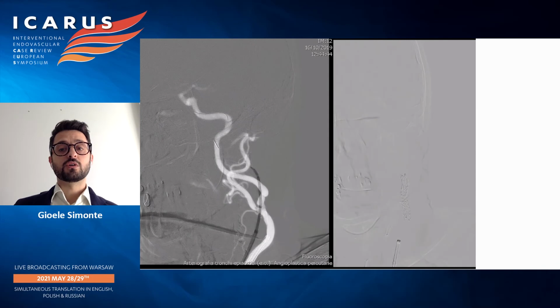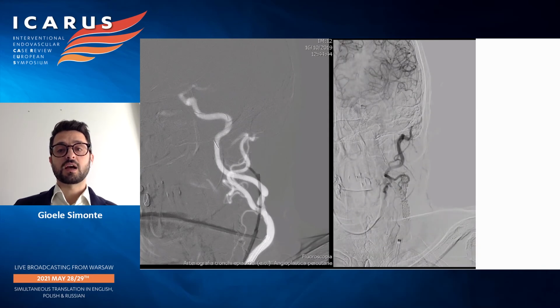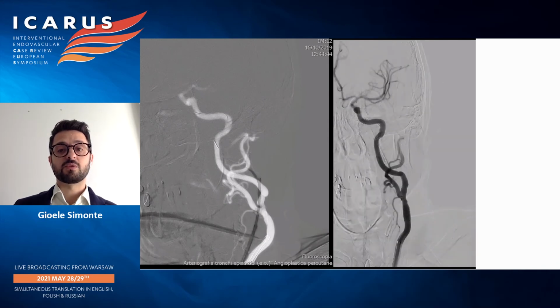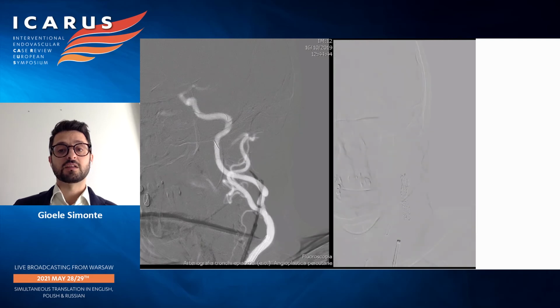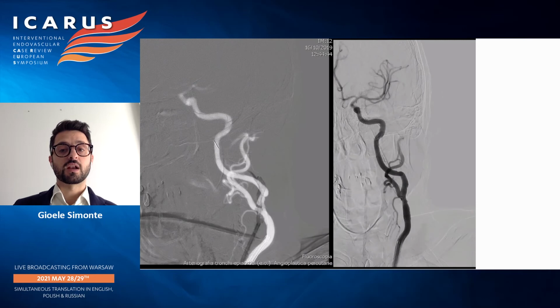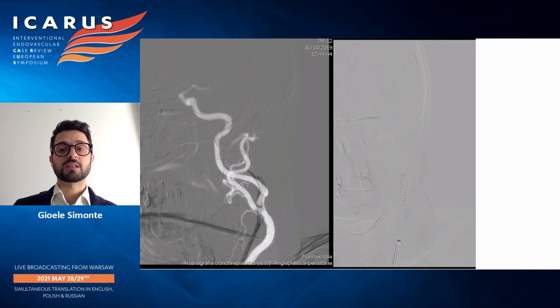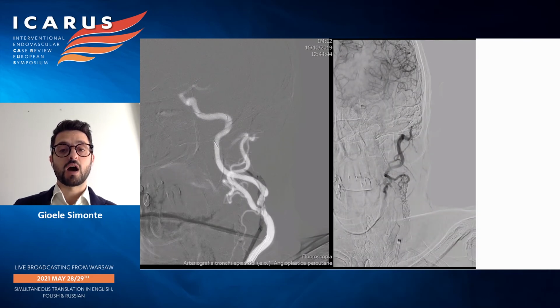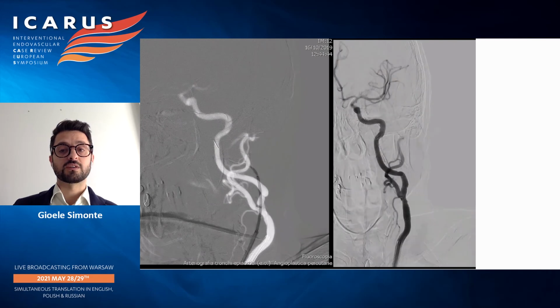So in conclusion, using the proper technique associated with the advantages provided by the C-Guard stent in terms of embolization prevention and adaptability to challenging anatomies may represent the best contemporary solution for our patients with carotid artery stenosis.